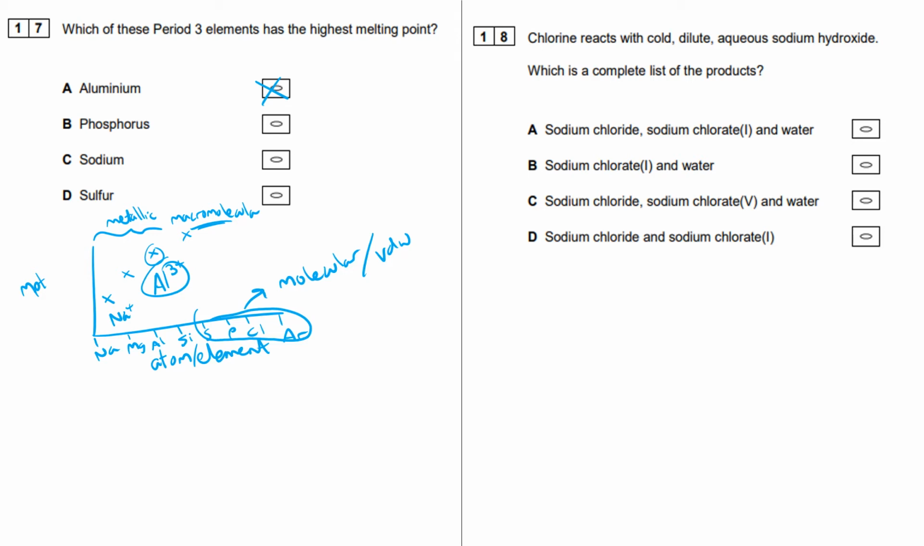Question 18. Chlorine reacts with cold sodium hydroxide in a disproportionation reaction. Now when it reacts with sodium hydroxide, it's going to produce sodium chloride, it's going to produce sodium chlorate, NaClO, and it's going to produce water.